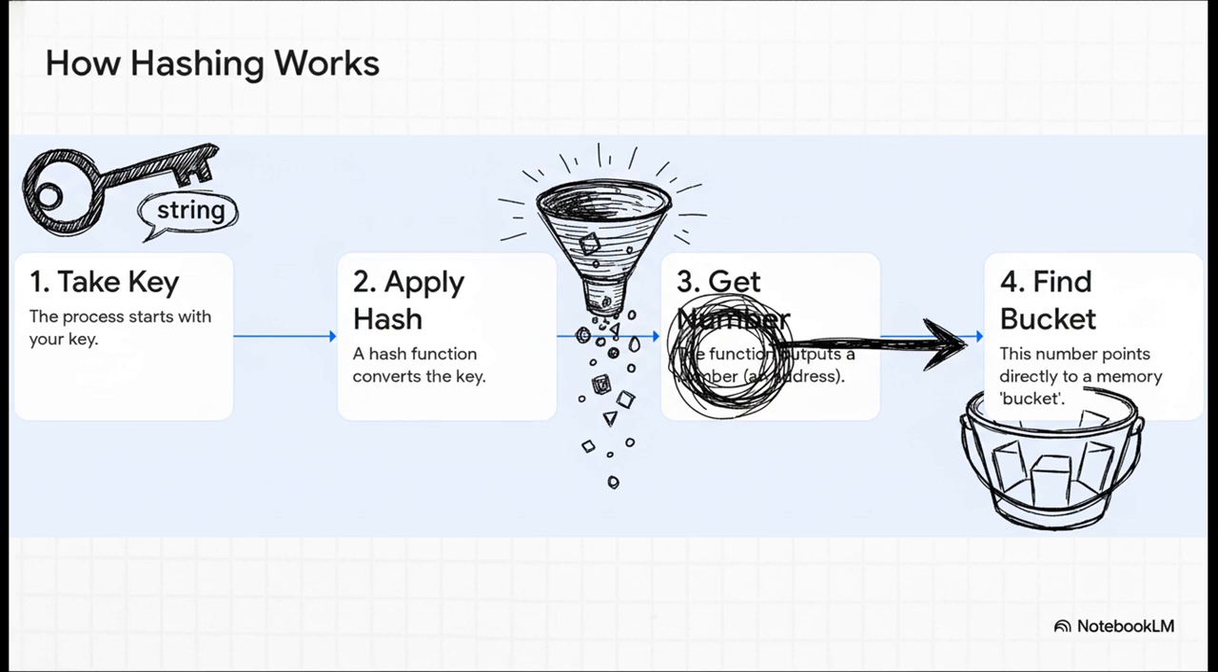First, you take your key. Let's say it's the word name. Second, Python applies that hash function. Third, you get a number. And fourth, and this is the magic part, that number points directly to a specific spot in your computer's memory, a spot we call a bucket.